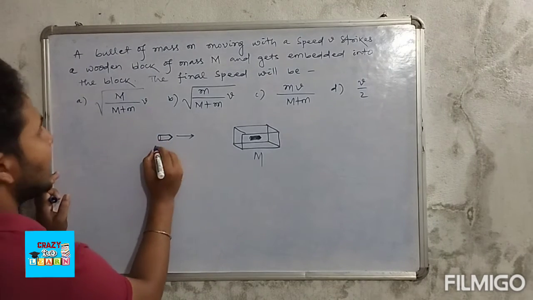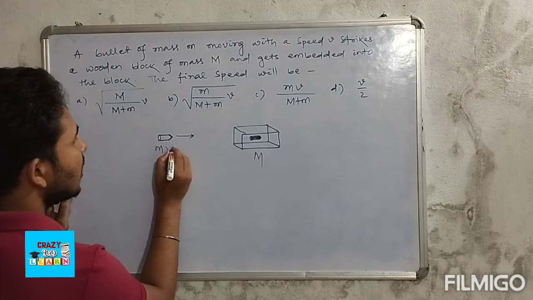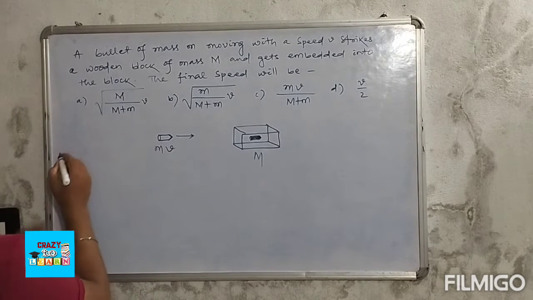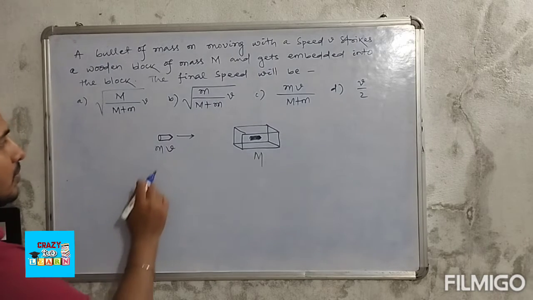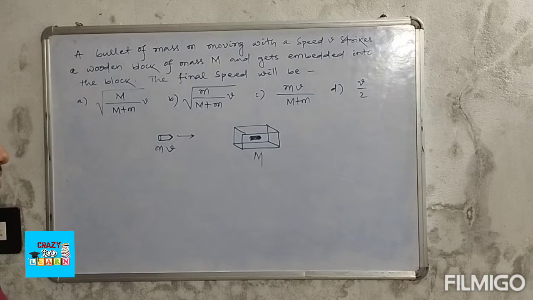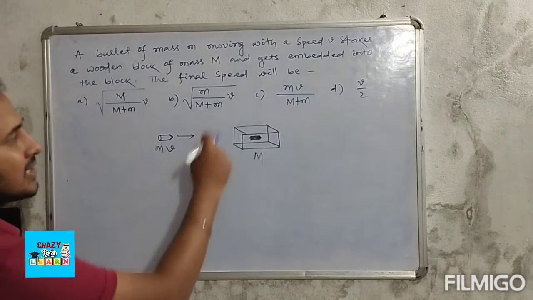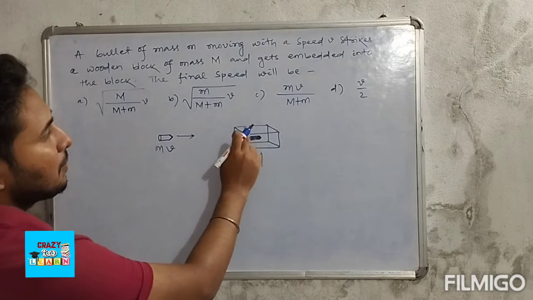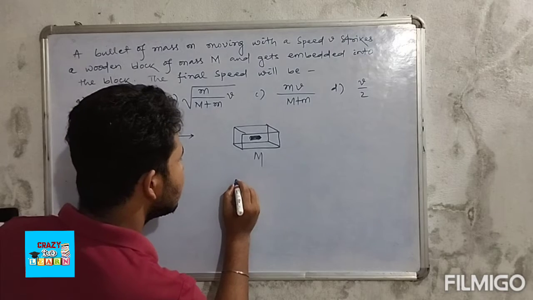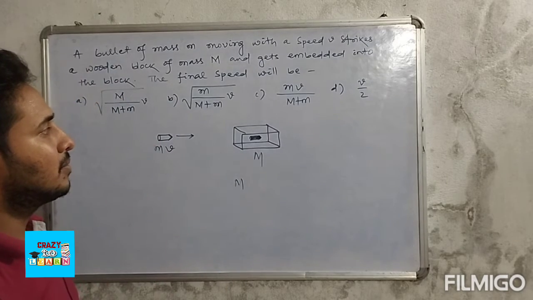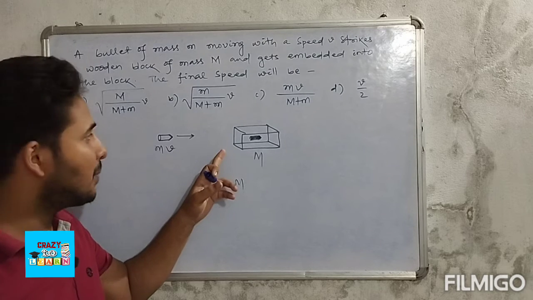Before firing, the mass of the bullet is small m, and what is the velocity? Small v. So momentum, we know, P is equal to mass times velocity. So for this system the momentum is small mv. If we go to the system after firing, what is the mass of this system? The mass of the wooden block is capital M. But the system is now not only made up of the wooden block.